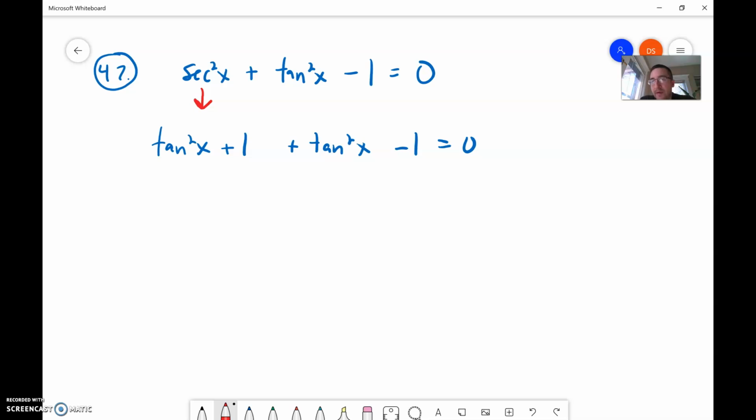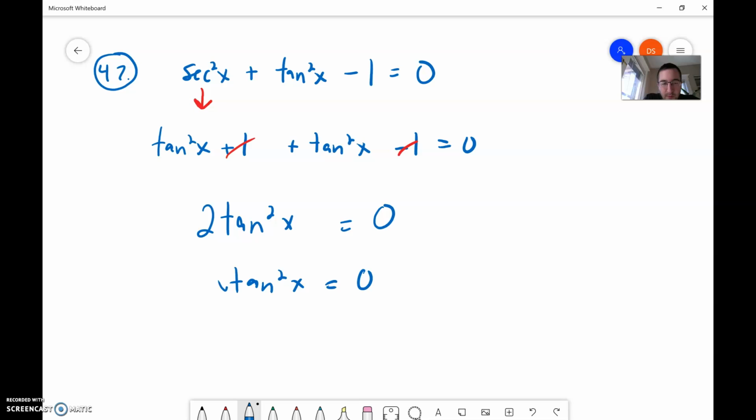And then what does this do for me? Now it's all in form of tangent, so I can look for like terms. The tangent squared and the tangent squared makes 2 tangent squared. And the plus 1 and the minus 1, those cancel. So I'm actually here, and I'm ready to solve. Divide both sides by 2. Square root both sides.